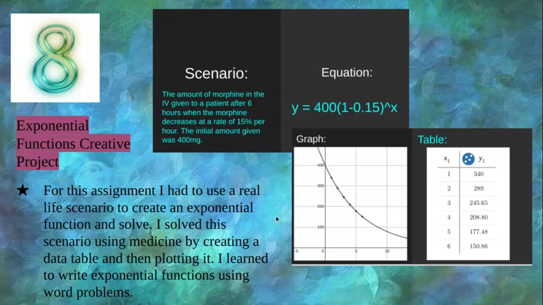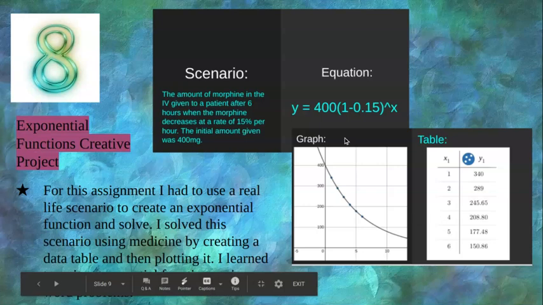So as you can see, I used the amount of morphine in the IV given to a patient after 6 hours when the morphine decreases at a rate of 15% per hour, and my initial amount given was 400 milligrams. And then I solved it for how many would be left after 6 hours, and it was there in my table and then in my graph.